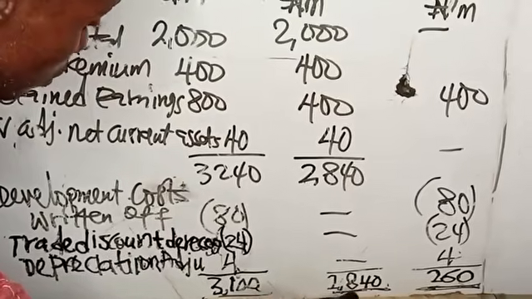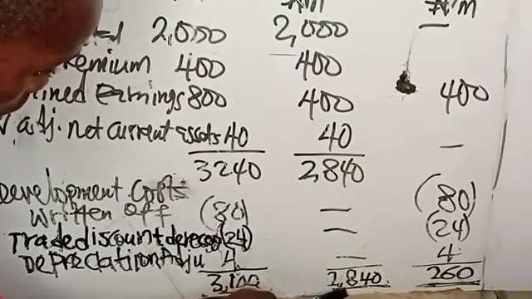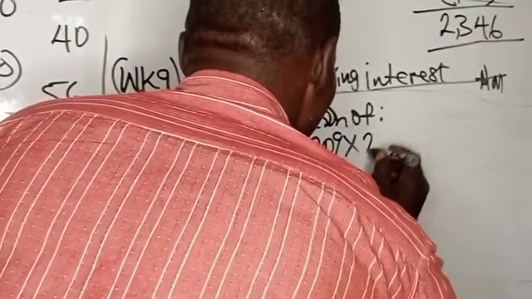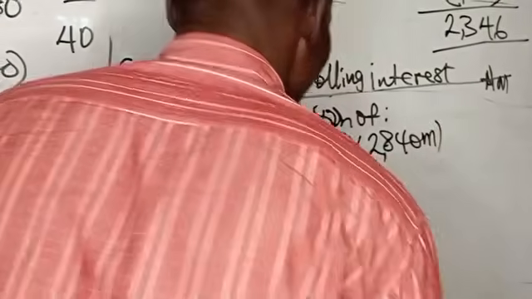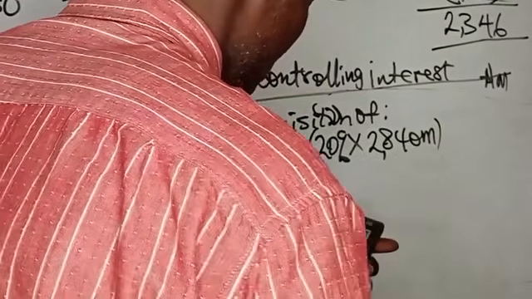Net assets of Rural Limited at the date of acquisition is 2,840. So 20% of 2,840 gives us 568.